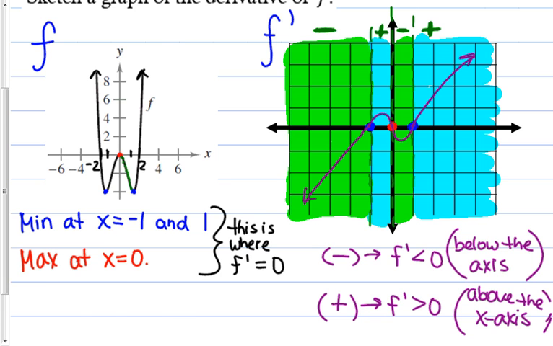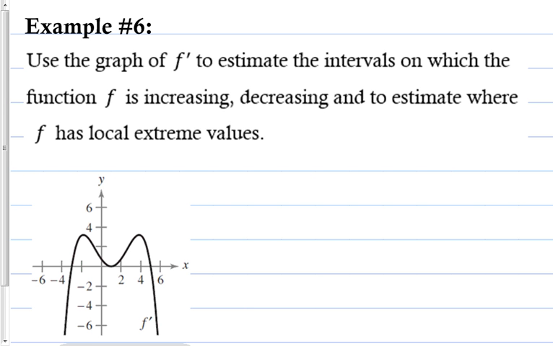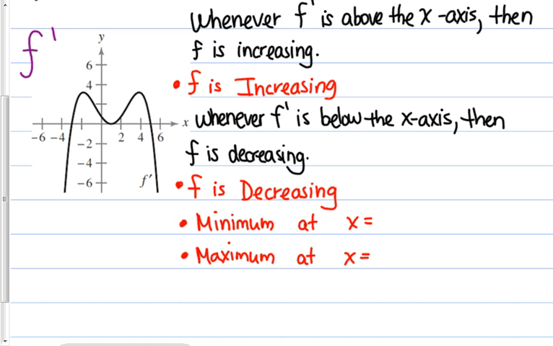All right, example 6. Use the graph of f prime to estimate the intervals on which the function f is increasing, decreasing, and to estimate where f has local extreme values. So this is the derivative. Okay, this is f prime. I'm going to use it to help me figure out the original function. So I'm going to write some stuff down. All right, so this is basically what we're doing. And if I were you, I would write this stuff down.